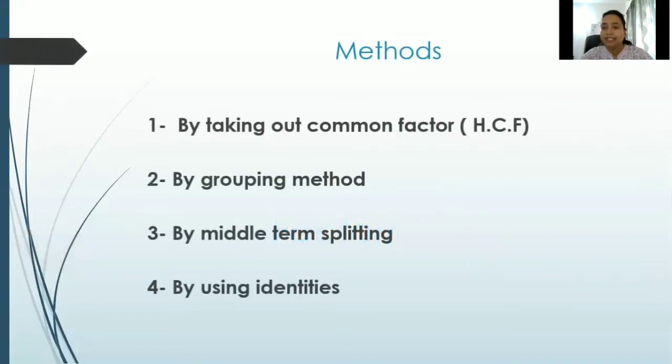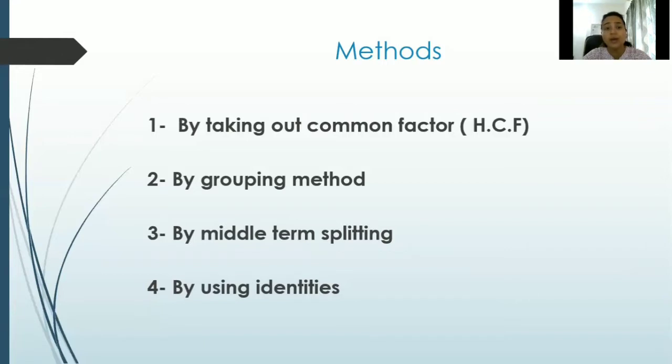There are basically four methods. The very first method is taking the common factor. There will be the terms, and you have to take the common factor out, specifically the H.C.F, that is the highest common factor. And by doing this, you will get the factors.